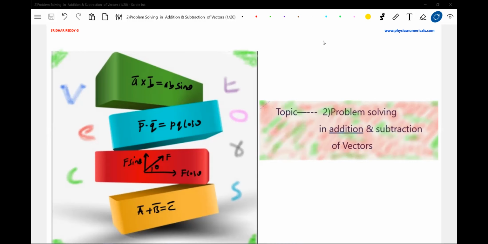Once again, good morning, kids. In the chapter vectors, we are going to discuss the problem solving in addition and subtraction of vectors. So let me begin with the numericals.